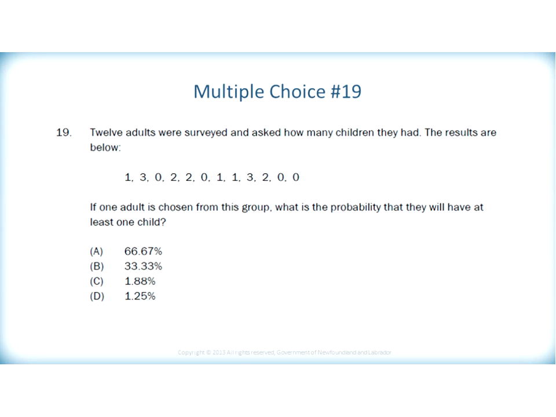Twelve adults were surveyed and asked how many children they had. The results are below. If one adult is chosen from this group, what is the probability that they will have at least one child? Now I want to remind you, this one is a little bit tricky on the wording. This one means that we have an adult that has one child, another adult that has 3 children, another adult that has 0, an adult that has 2 children. So if we're looking for the probability that an adult will have at least one child, it is right here, right here.